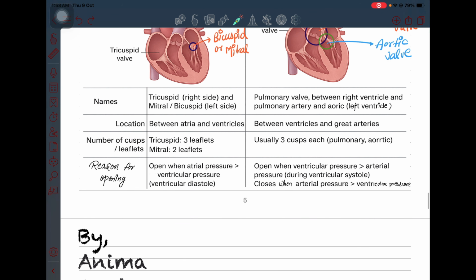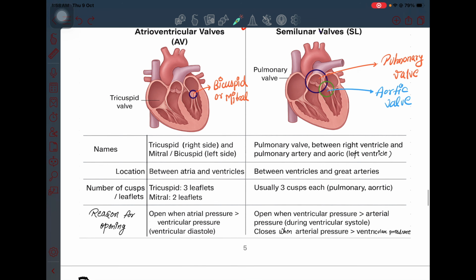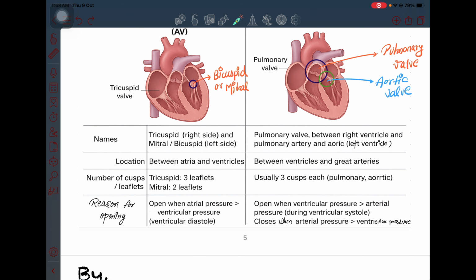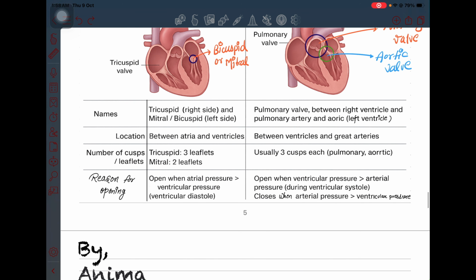What is the reason for opening of these valves? They open when the atrial pressure is greater than the ventricular pressure, which is during ventricular diastole. The next is the semilunar valve. The pulmonary valve is located between the right ventricle and pulmonary artery, and the aortic valve is present between the left ventricle and the aorta. Usually, they consist of 3 cusps, and the reason for their opening is that the ventricular pressure should be greater than arterial pressure during ventricular systole.